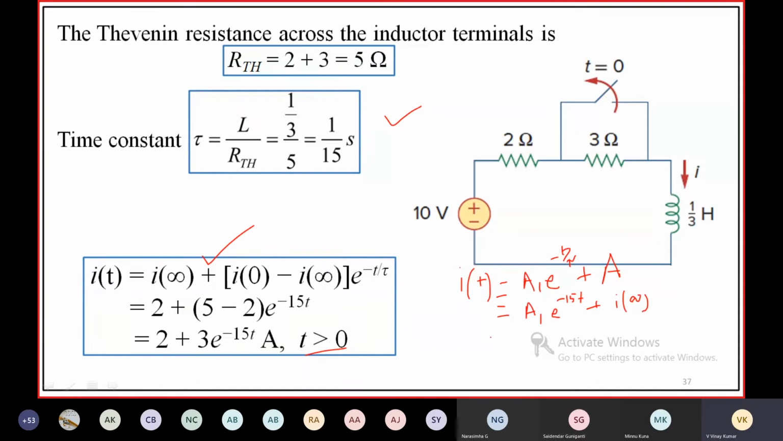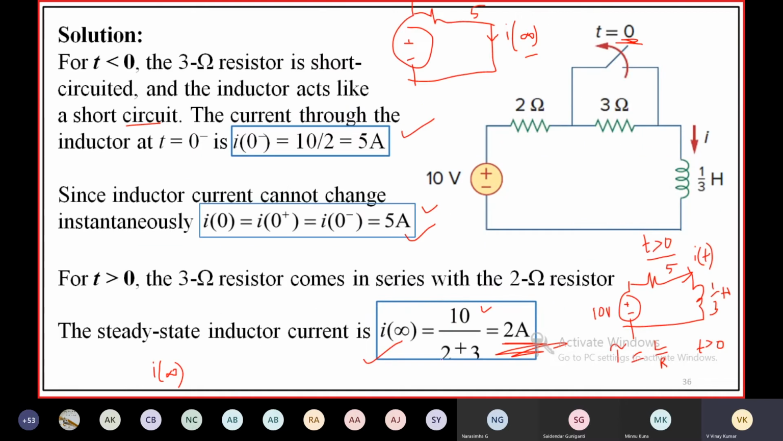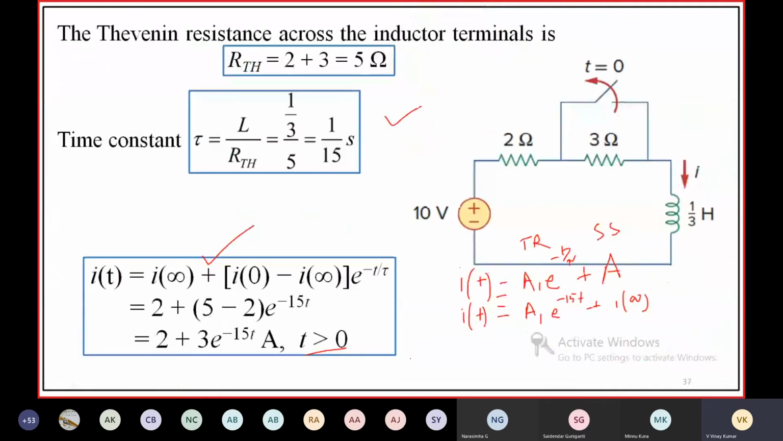So I of t is equal to this, the transient response, plus this, the steady state response. It is composed of two parts: transient response and steady state response. You know the value of I of infinity, because we have already got it: I of infinity is 2 amps. So I of t is 2 amps plus a1 e power minus 15t.